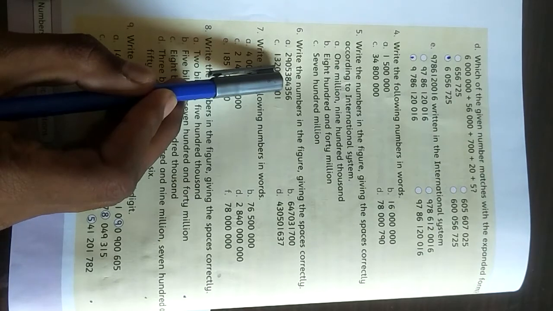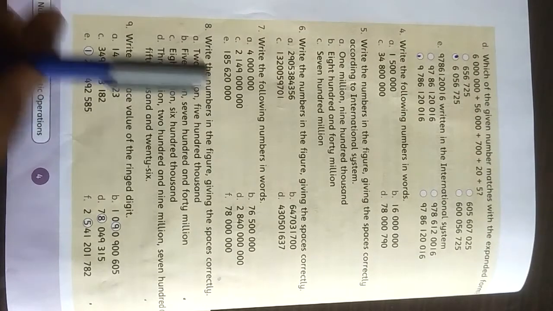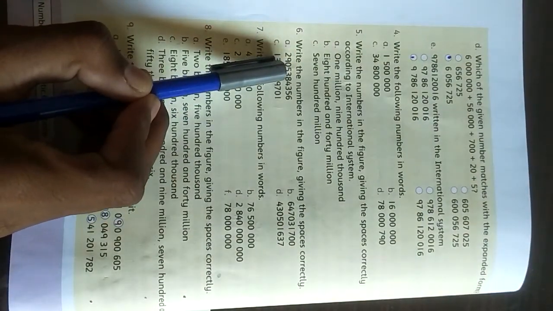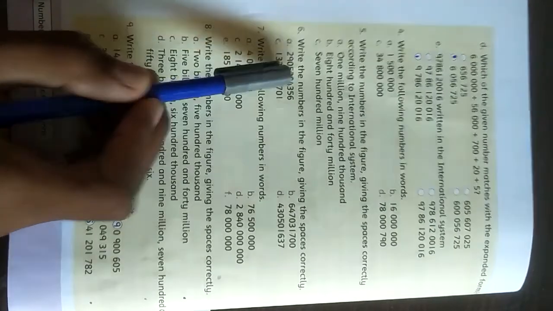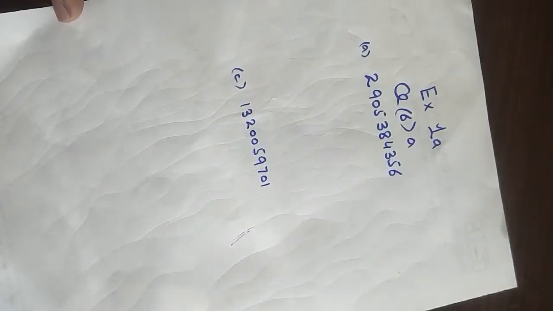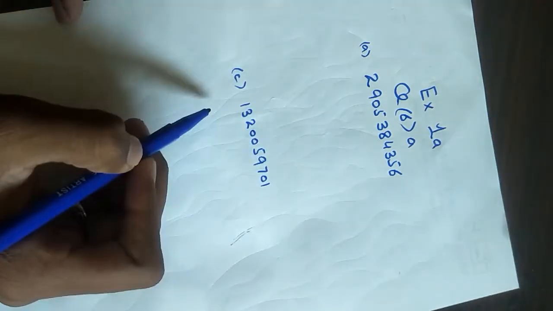As you know, students, in the International System of Numbers we give spaces or intervals after every 3 digits. In every 3 digits we give the space between the numbers. So in this question you have to just give the spaces between the numbers according to the International System of Numbers. Okay students, so we have taken two parts from question number 6, part A and part C.